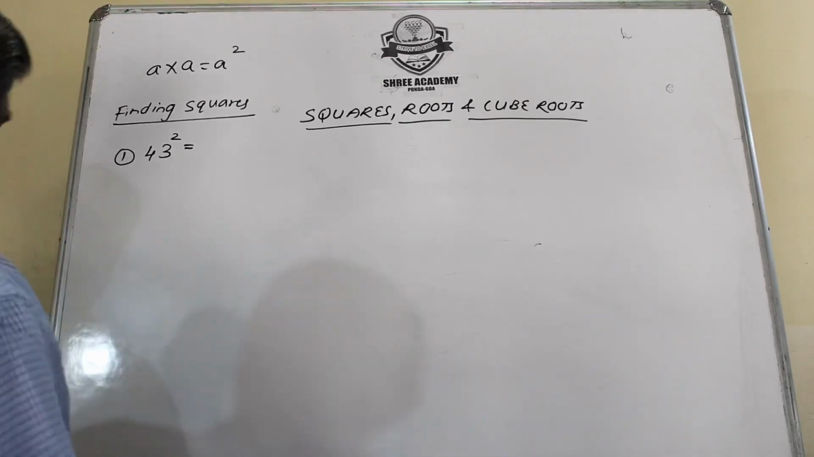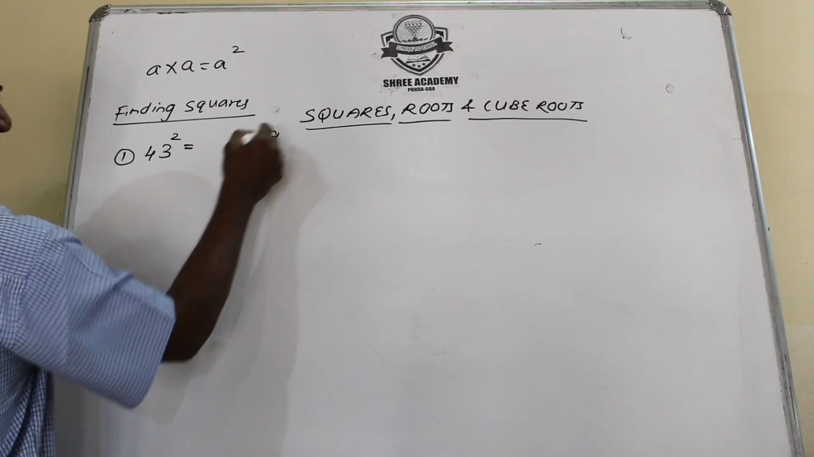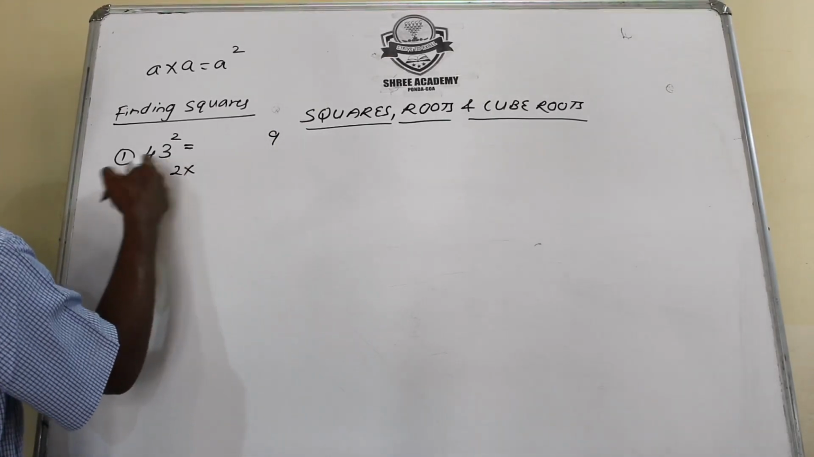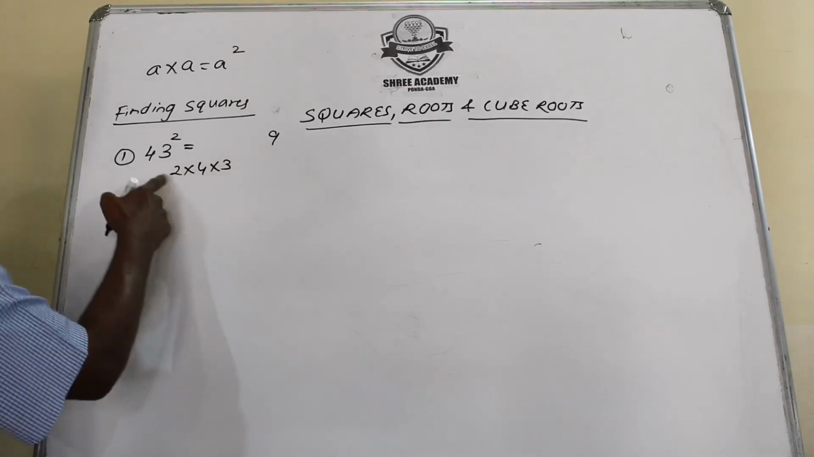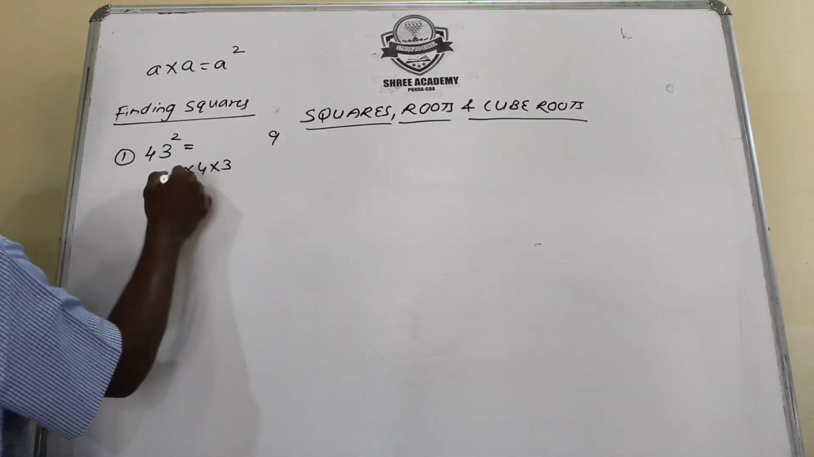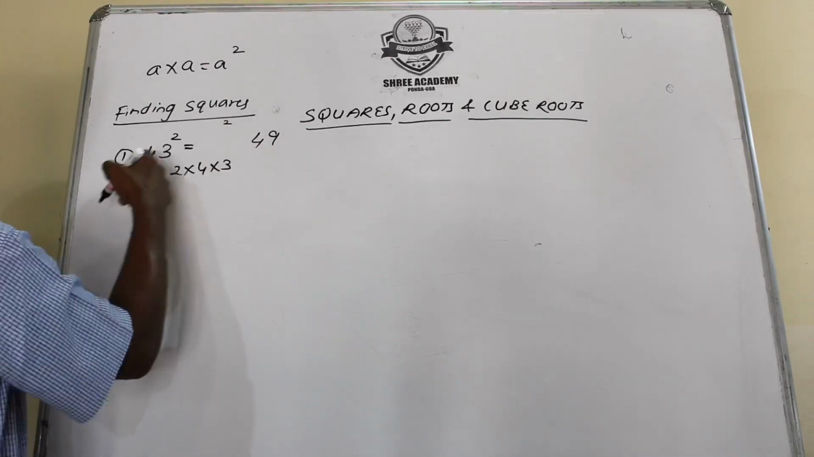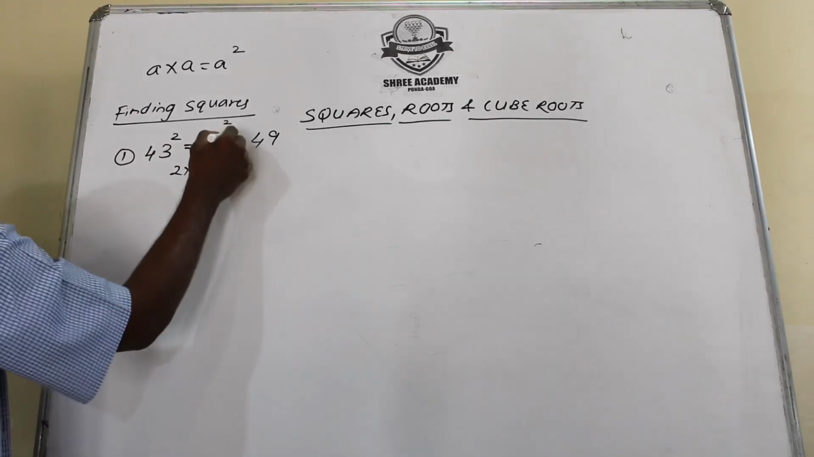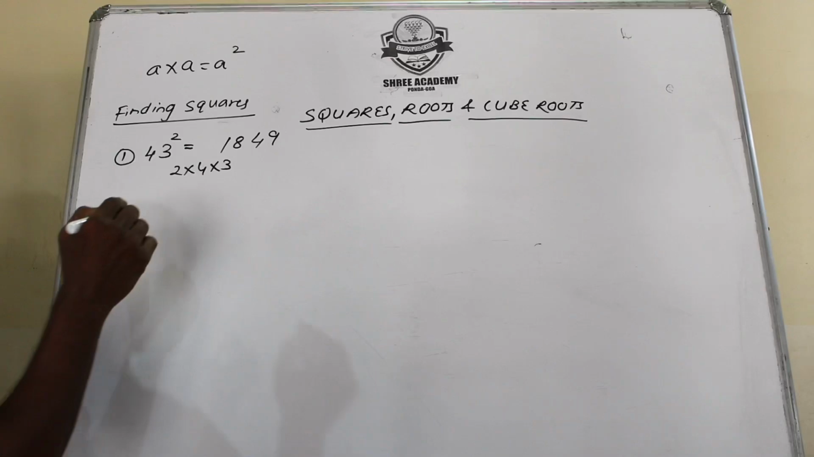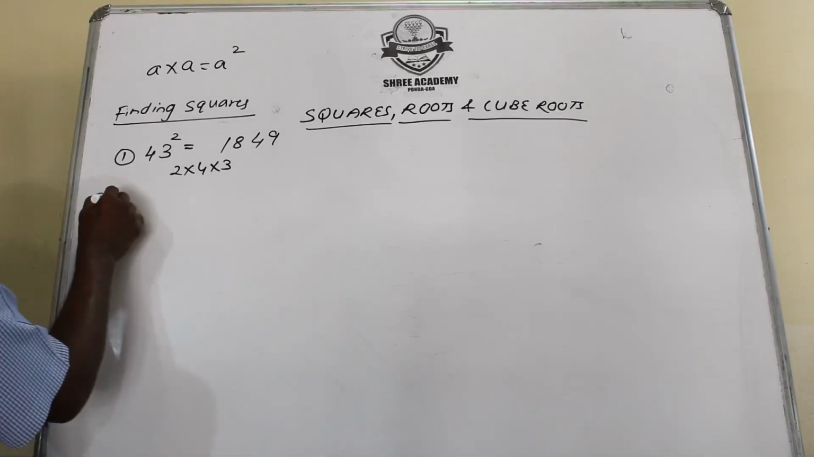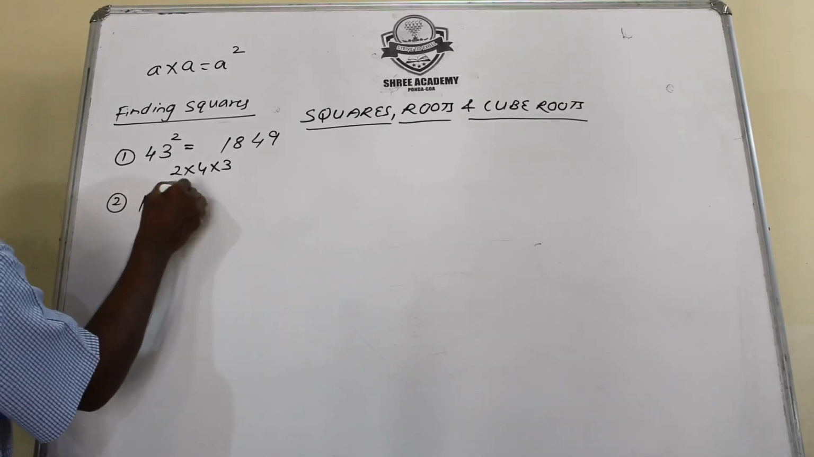Now remember, we have to split it as 3 square means 9, then 2 into the product of the digits. Which are the digits? 4, 3. So 2 into 4 into 3. So 4 3s are 12, 12 2s are 24, 2 is carried forward. 4 square means 16, 16 plus 2, 18. So this is the square of 43.